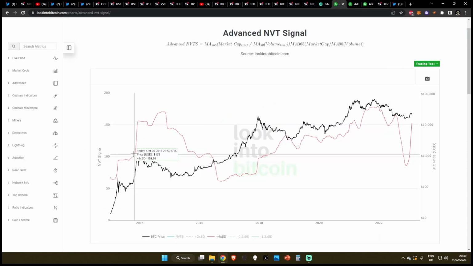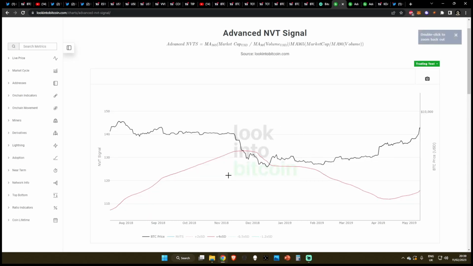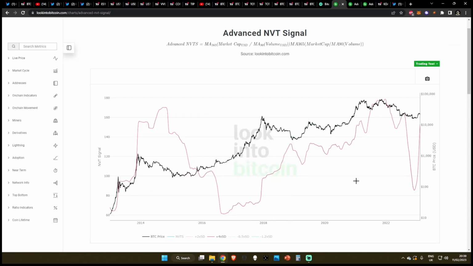But what's interesting is you can see this huge massive spike here did call the top before, of course, breaking back down. Over here you can see this moving average absolutely exploded to the upside, and as it started to come back down, this is when the Bitcoin price started to come back down and make its final low.